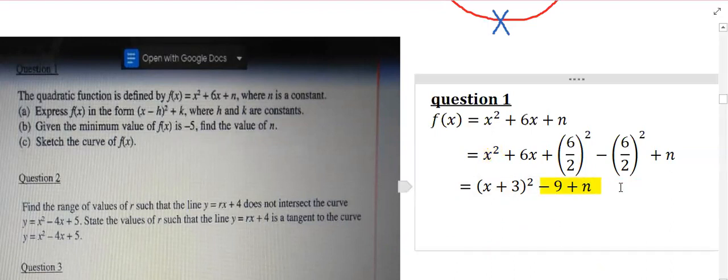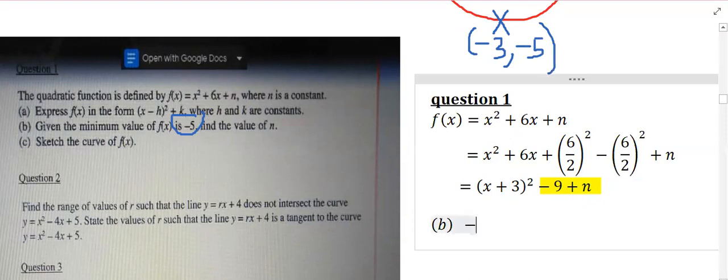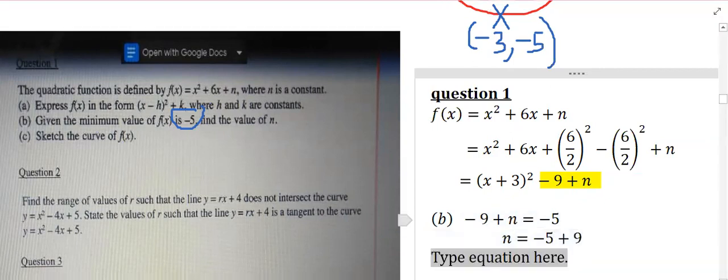So they tell you question B, given that the minimum value, okay, apa tu minimum value? Minimum value means minimum y. Minimum y, x I don't know, but x actually I know lah. X plus 3, so x is negative 3. They told you that the minimum is negative 5. From here, minimum is negative 9 plus n, and they say it's negative 5. So I can find my n. Negative 5 plus 9, so you will get positive 4.